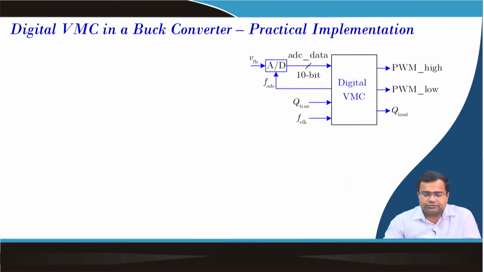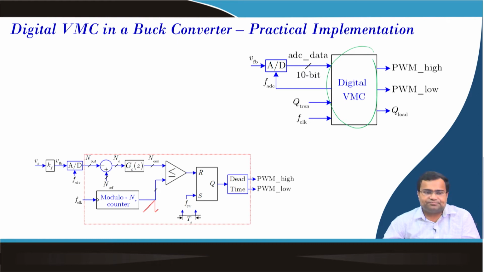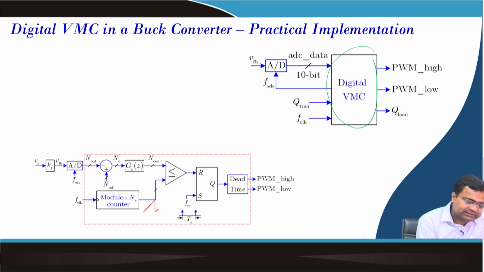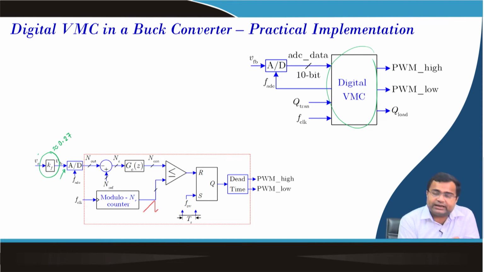Okay. So, now we want to design this particular thing, and how does it look? Again, I discuss this: for the actual output voltage, you have a resistive divider, and this gain we are taking around 0.27. After that it is scaled, coming to the input of the ADC, and now the ADC data is going out.